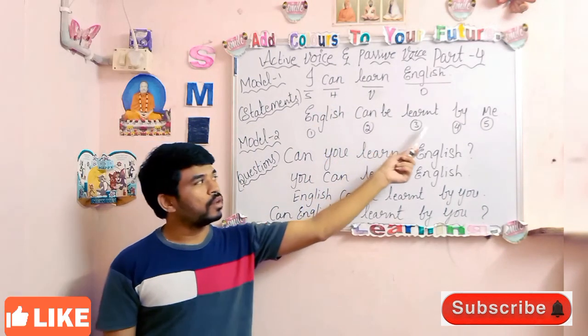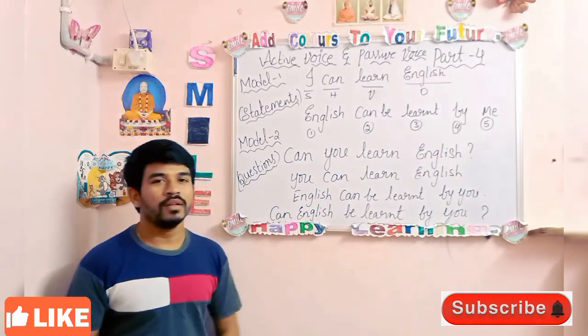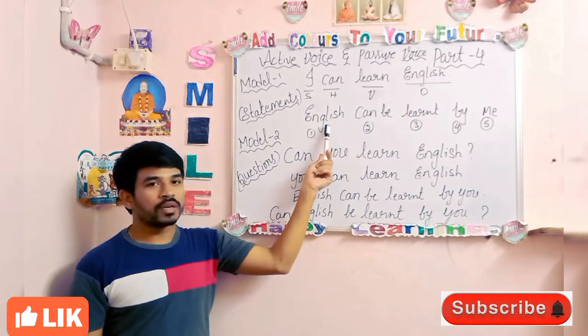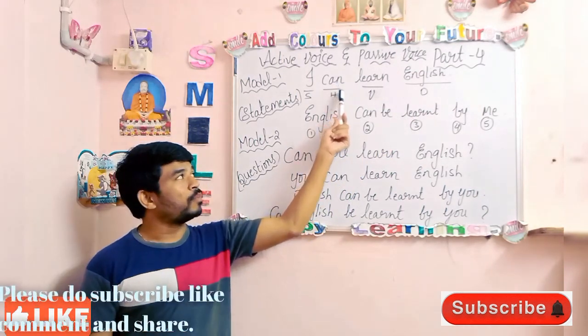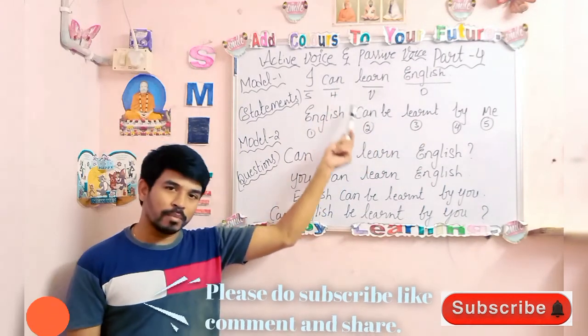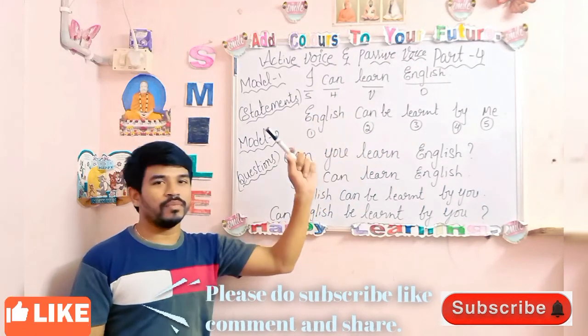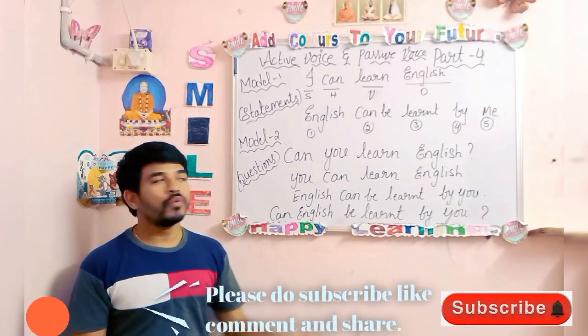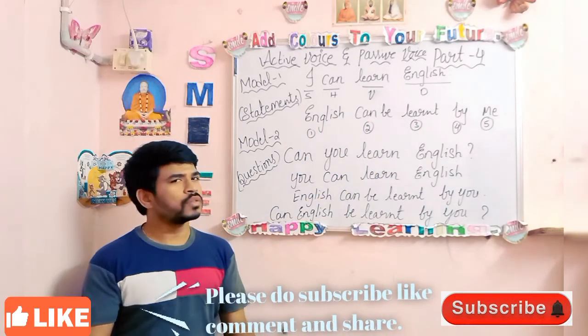English can be learnt by me. How I have changed? First step, object is used as subject. Step 2, helping verb should be used accordingly. Can ఇచ్చాం కాబట్టి can be. May ఇస్తే be. Will ఇస్తే will be. Next one ఏంటండి? Learn. Verb అనేది ఎప్పుడు కూడా V3 form లో ఉండాలి. Learned. You can use learned also.